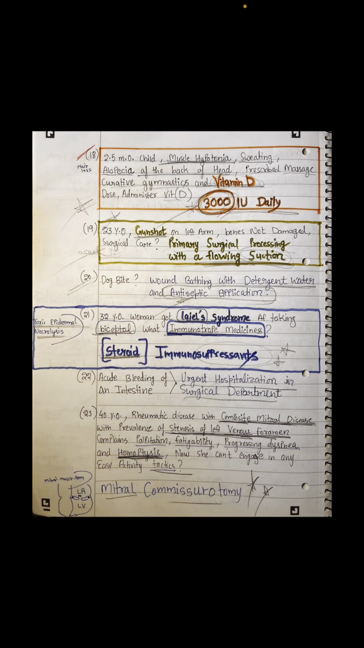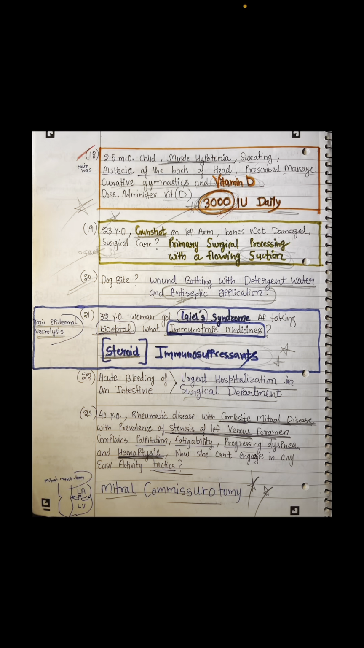Next patient is acute bleeding of an intestine. Okay, any time if there is any bleeding with the intestine, this is a serious case, abdominal surgery which we have to perform now. So hospitalize him in the surgical department and do what the rest is needed. Next is the patient with mitral disease and prevalence of the stenosis of the left venous foramen, complication, palpitation, fatigability, progressing dyspnea and hemoptysis. Now she can't engage in any activity. So what are the tactics?